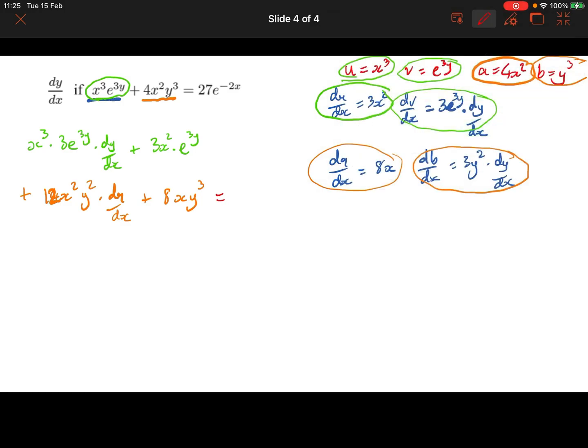And then finally, the last bit is easier. There's no product to do here. It's just going to be the chain rule. And it's in terms of x, so it's with respect to x, it's not a problem. So that's going to be minus 54 e to the negative 2x. Okay? And there we are. That is implicitly differentiated.